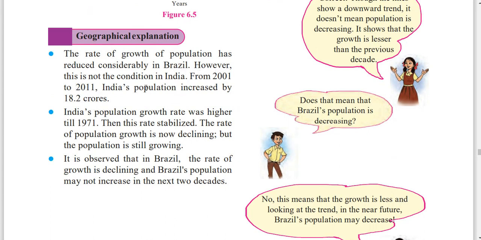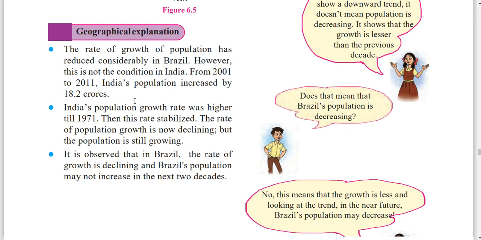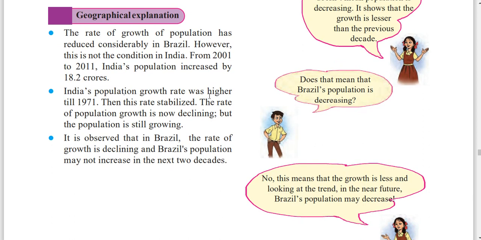However, this is not the condition in India. From 2001 to 2011, India's population increased by 18.2 crores. India's population growth rate was higher till 1971. Then this rate stabilized. The rate of population growth is now declining, but the population is still growing. It is observed that in Brazil, the rate of growth is declining. Brazil's population may not increase in the next 2 decades.